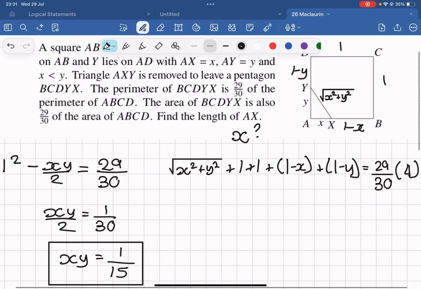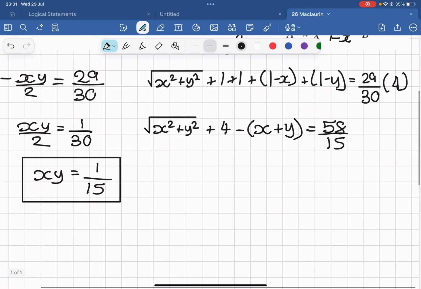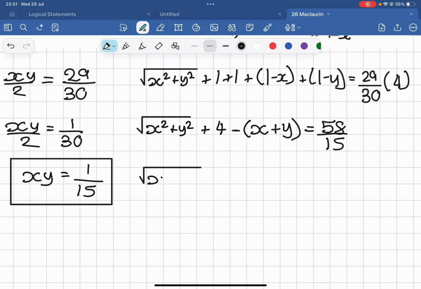Now let's simplify this. We've got root x squared plus y squared plus 4, because of the 4 single ones, minus x minus y, so that's minus x plus y. And that equals 29 over 30 times 4, which is 58 over 15. Cool. Since we've got a square root, let's isolate that term, so when we want to get rid of it by squaring, it'll be nice and easy. So let's bring everything else over. We have x plus y, then 58 over 15 minus 4 is minus 2 over 15.